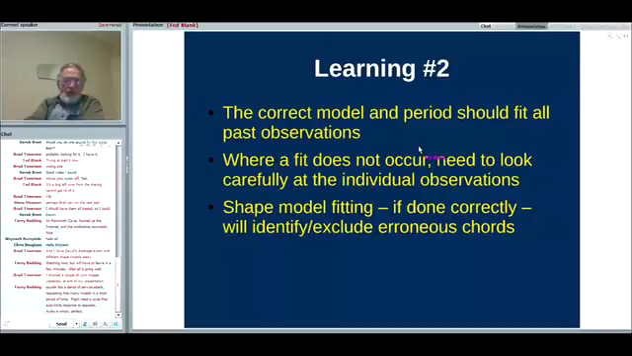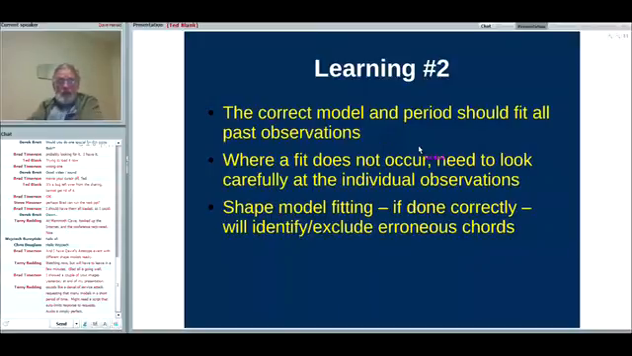The correct model and period should fit all past observations. If you've got reliable old observations, the shape model should fit everything. It's because the shape of the asteroid's not changing itself. So that's the critical part of the fitting process. However, where a fit does not occur, you need to look carefully at the individual past observations. And dare I say it, sometimes you have to have a look at it with a somewhat cynical view of various issues that can surface.